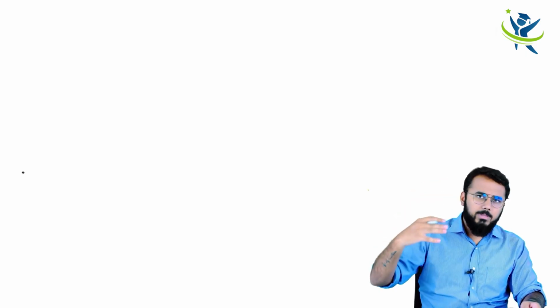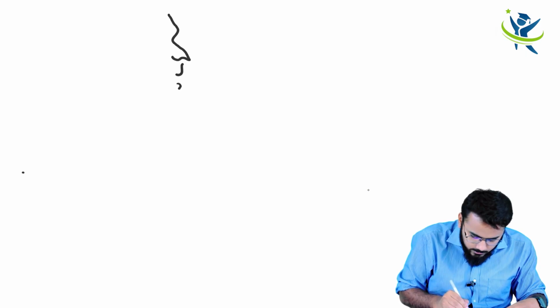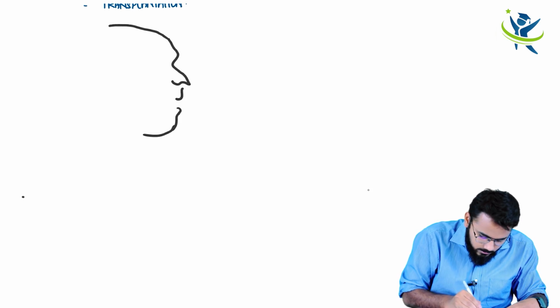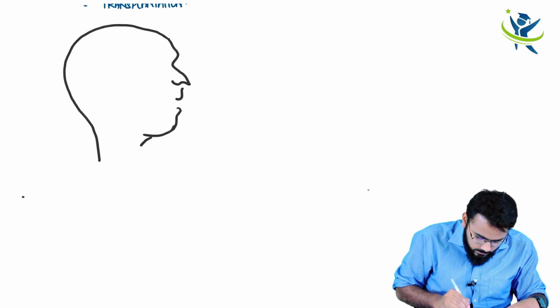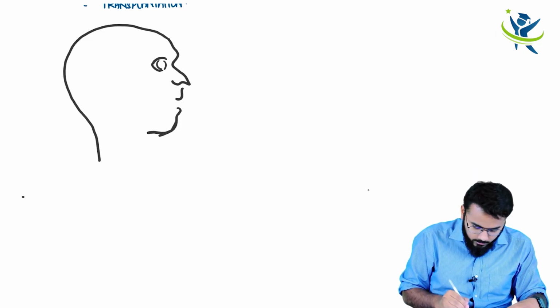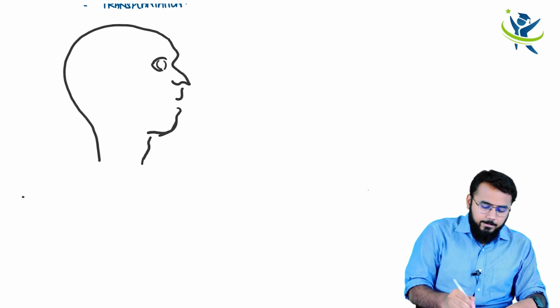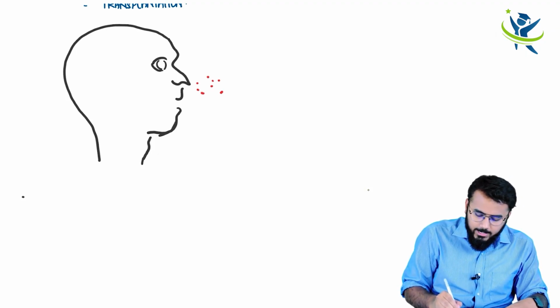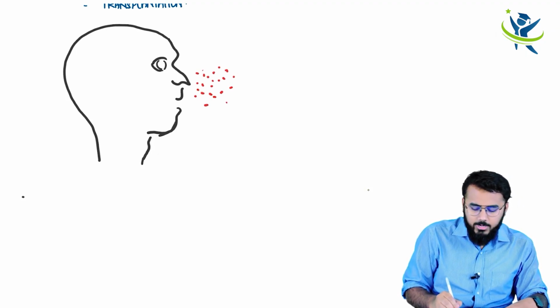Now let us discuss the pathogenesis of how this disease progresses, starting from the respiratory droplets entering into your body and what happens. Let me draw the lateral side of the face. Right. Now, let us say that there are a few respiratory droplets over here. Okay, there are a few respiratory droplets.